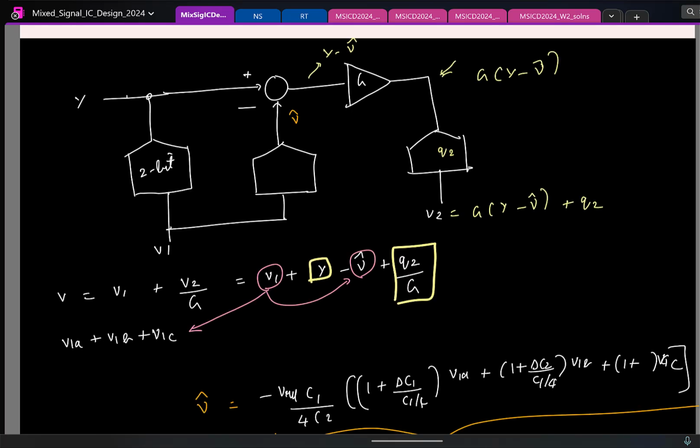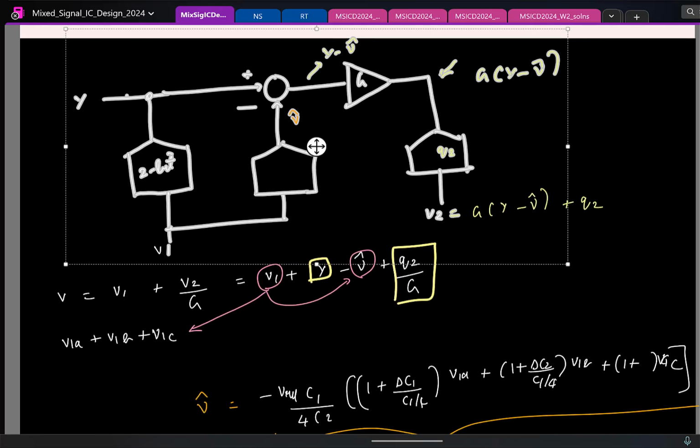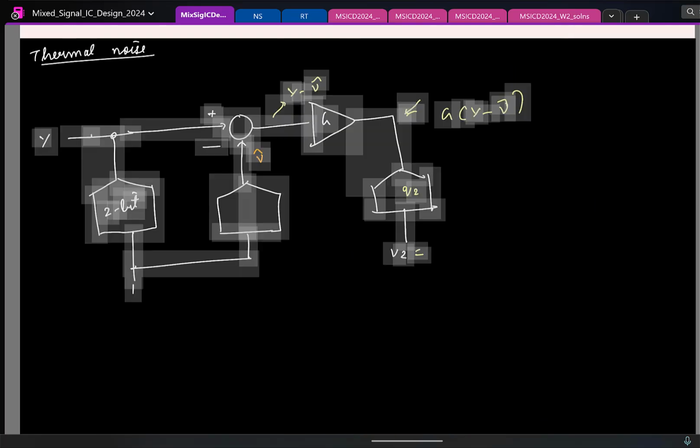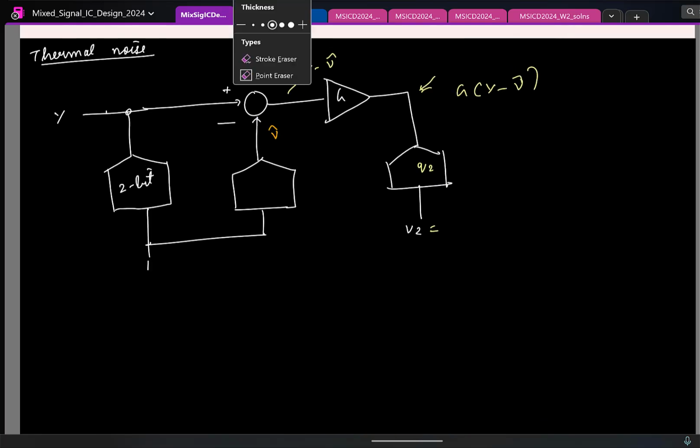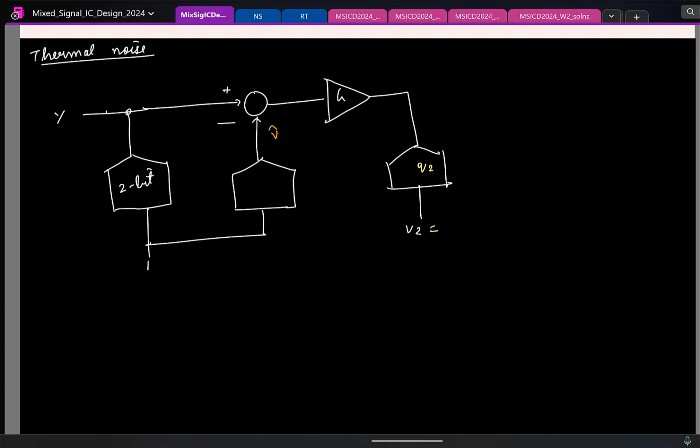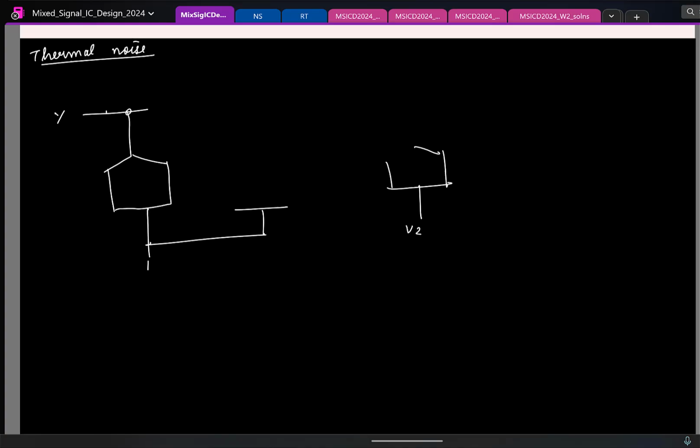Maybe I can copy this. Let me erase all the unnecessary stuff. So here, which blocks can add noise? First of all, let me redraw this. This entire thing we implemented as an MDAC, right? The DAC and the subtraction were realized as one single circuit. Let me redraw that. So this is basically MDAC 1. Let us say this has a gain of G1, and this is given out like this.